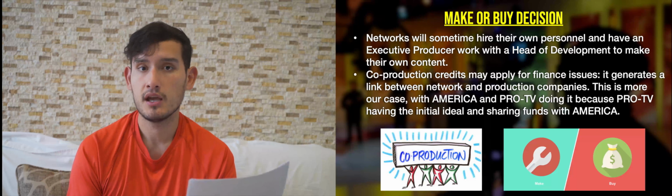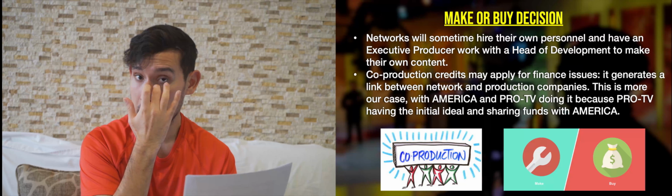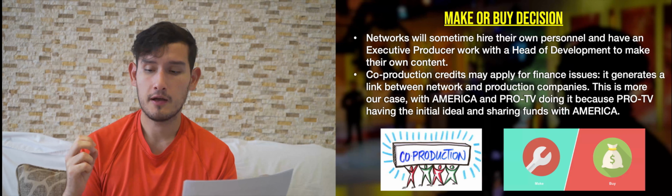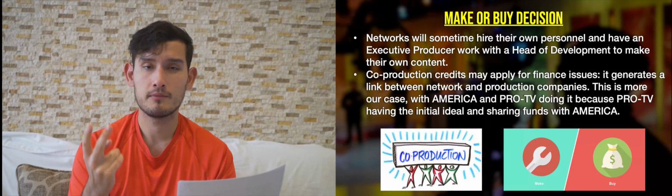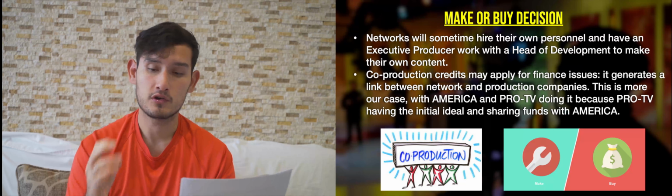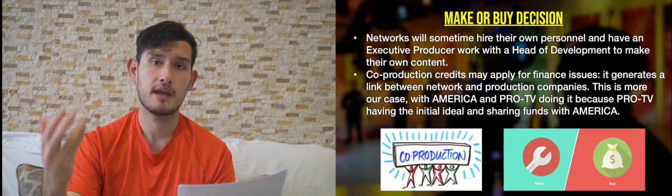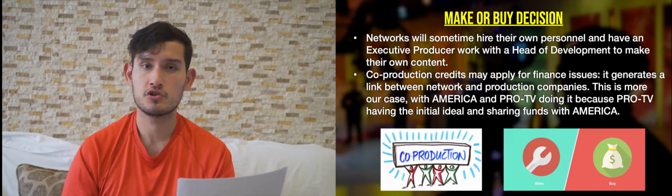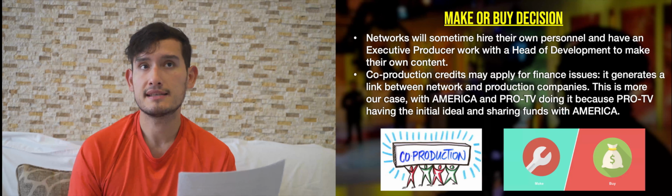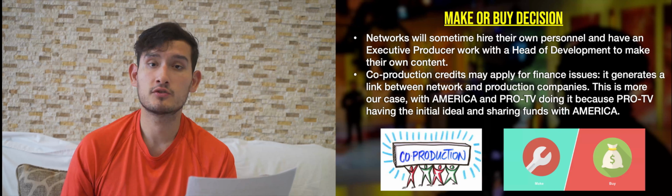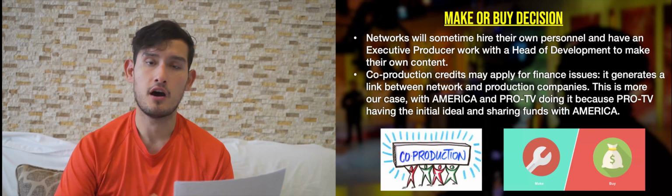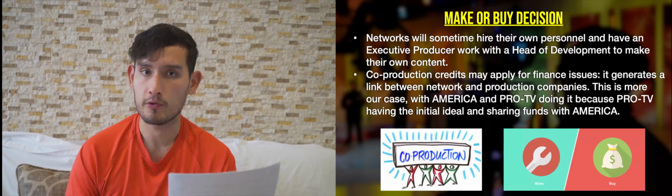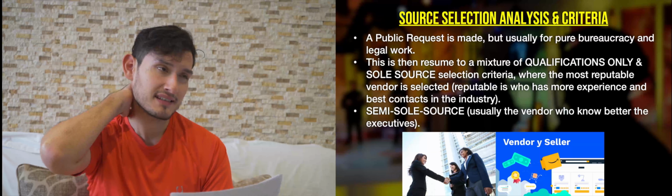In our case, it's Pro TV, which usually pitched the idea to America and they're doing a co-production. Usually they also share the funds in a way. Of course, America covers more money because they are the big company, but Pro TV also has their own money, and usually they share funds, and usually that is done from America, because when it's a new show they don't risk 100% of the budget, and also Pro TV requires that in a way to not lose the sole copyright of everything. Just source selection, analysis, and criteria.